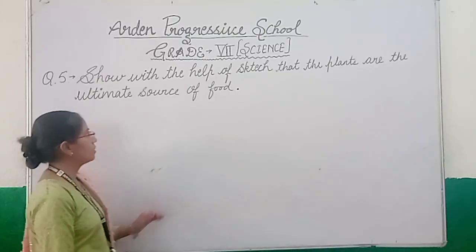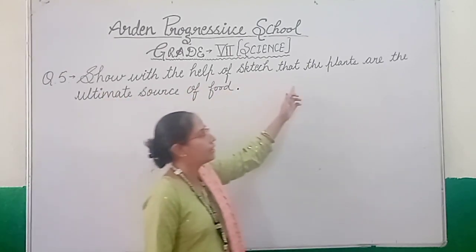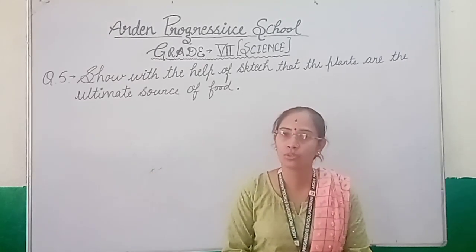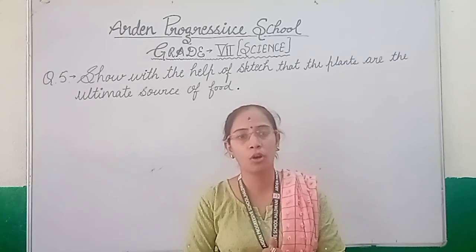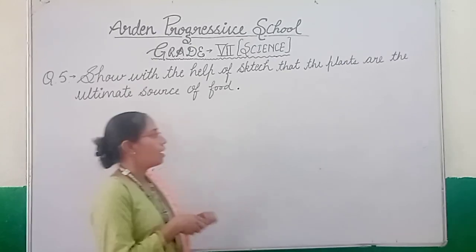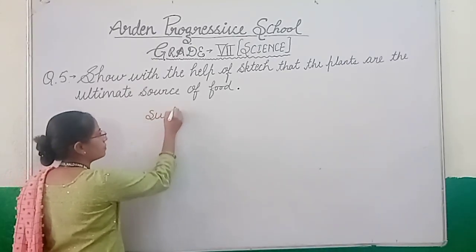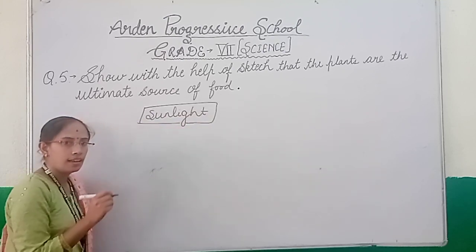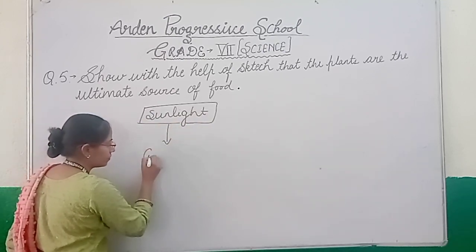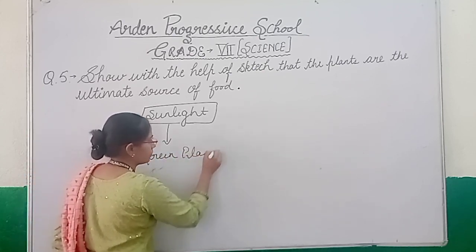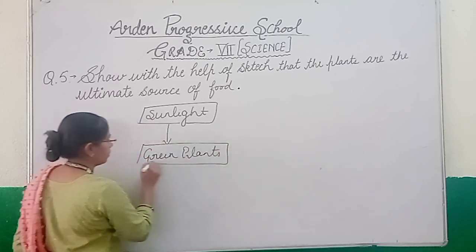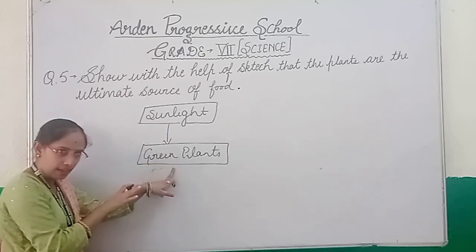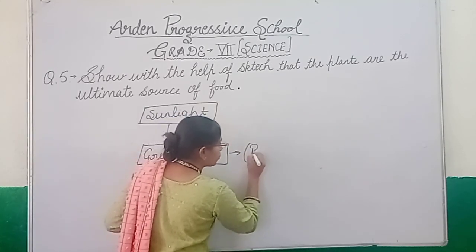So students, your fifth question is, show with the help of a sketch that plants are the ultimate source of food. Students, as you all know, plants are autotrophs. They prepare their own food with the help of sunlight. So, the sunlight is absorbed by the green plants. They make their food with the help of sunlight, and the plants are known as producers.